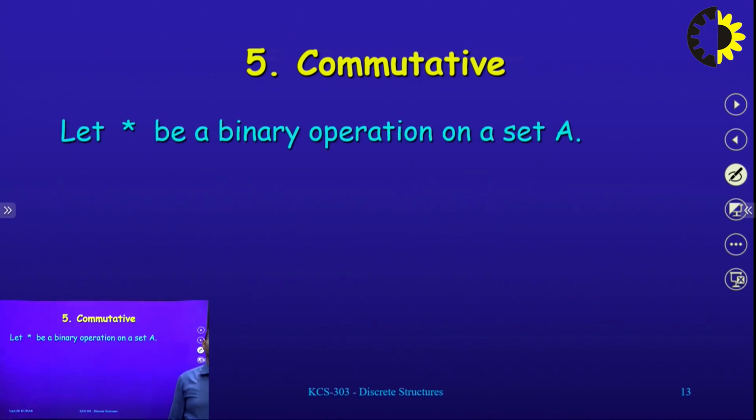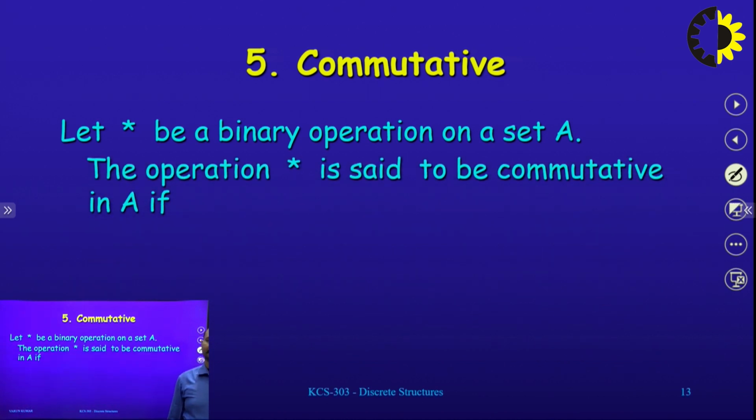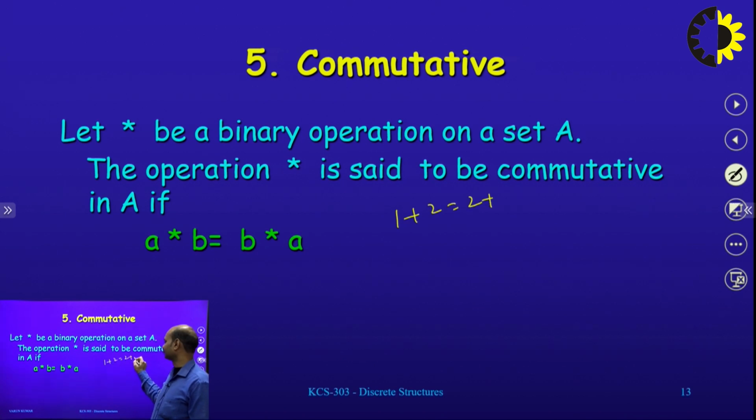And the last property is the commutative property. The commutative property says that, let asterisk be a binary operation on a set A, then the binary operation is said to be commutative if A asterisk B is equal to B asterisk A. It means if 1 plus 2 is equal to 2 plus 1, the result becomes the same.